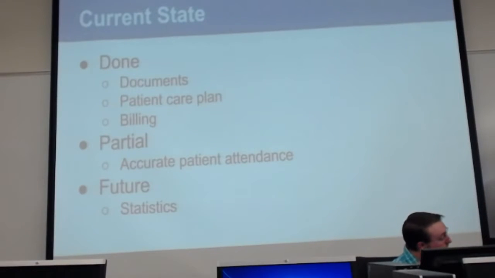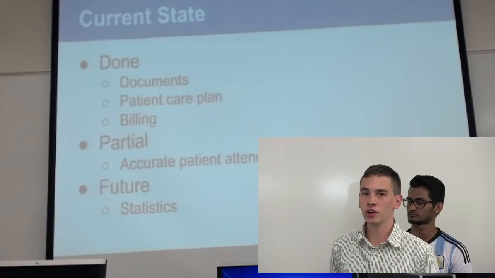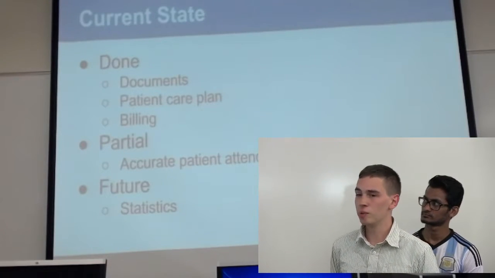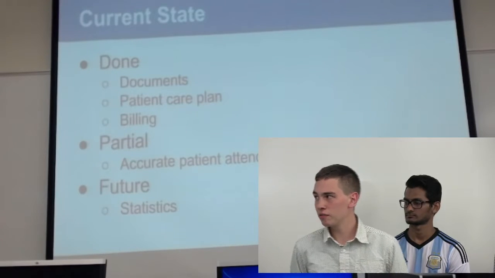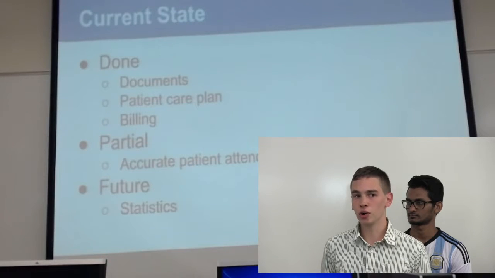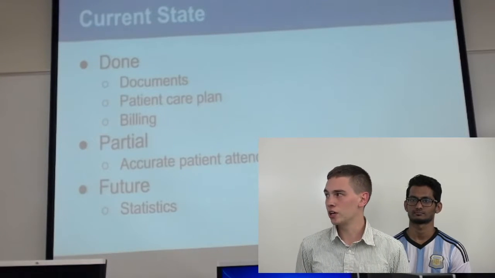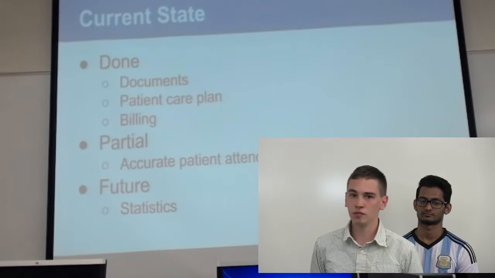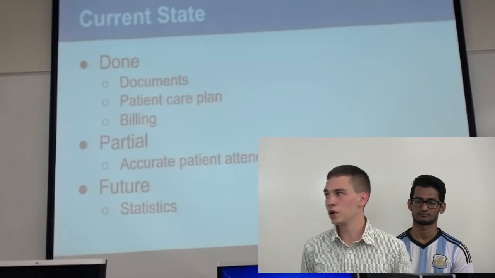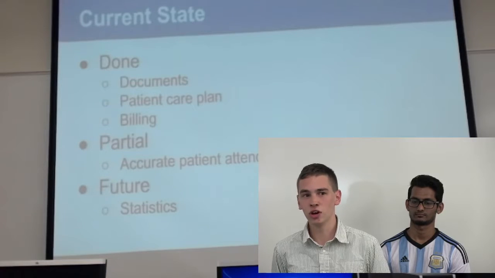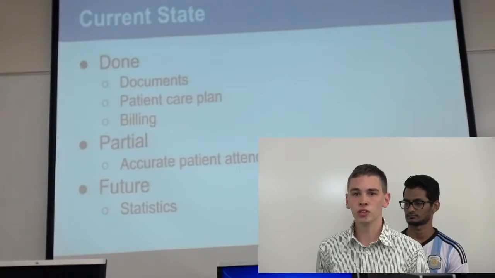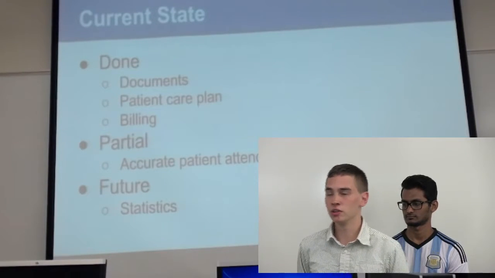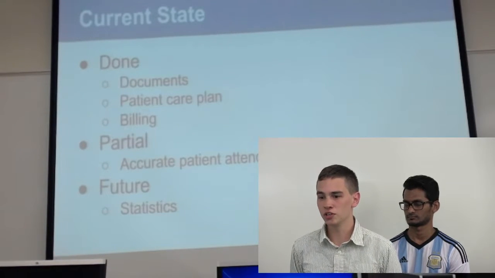So the current state of our project as far as the features go: the things that we have done and are very confident with are documents, the patient care plan, and billing. And then we have accurate patient attendance under partial because we ended up having to subcontract out a fingerprint scanner application that was very poor quality, so it does not meet all of the requirements that Trillium stated to us. And one thing that we haven't gotten around to because of all the delays with the fingerprint scanner is statistics.